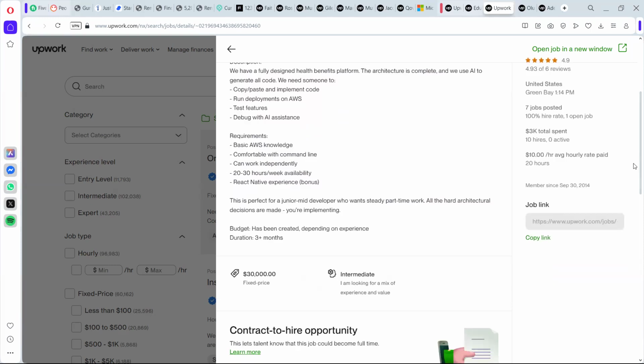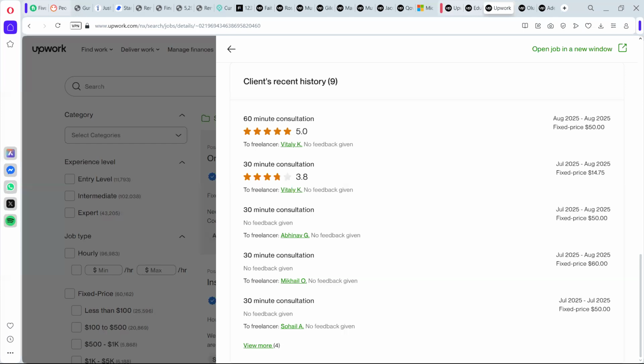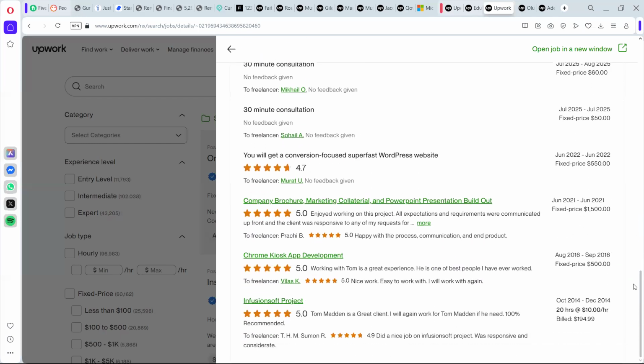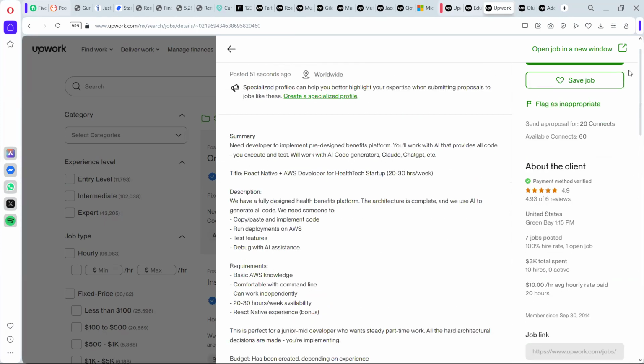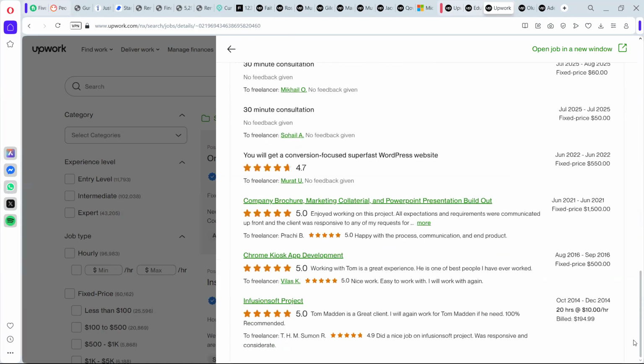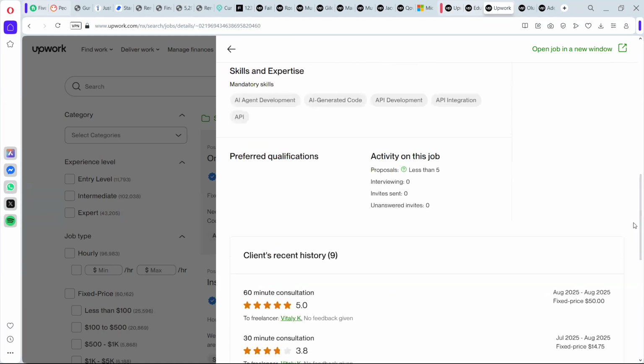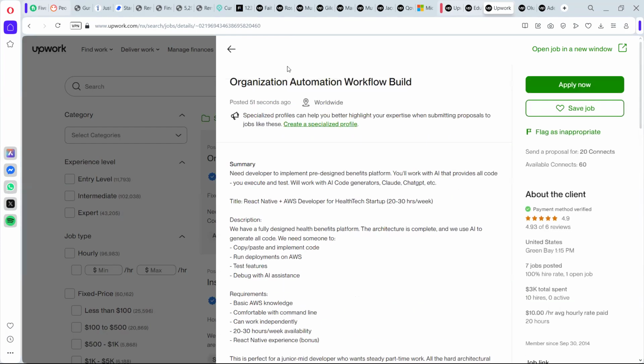Now, there's always an exception to every rule, meaning that you can check what they've paid. Like this client, mostly they've done a lot of consultation, and the only hourly job they paid is $10 per hour, and that was about 11 years ago. So that means this client might have grown bigger between that time and now. But the point is, you can see the about the client here. Then if you need more insight, you can scroll down and see more info to know more about the particular client. So that's for this particular job.